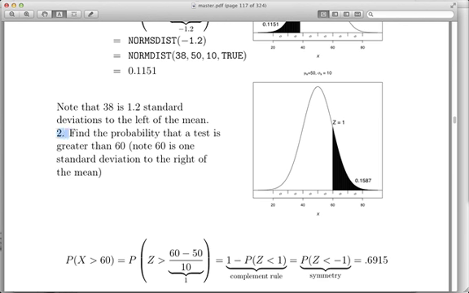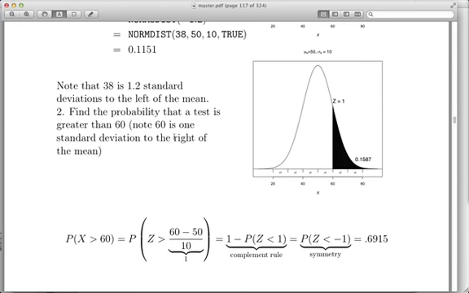So the next problem is find the chance that a test is greater than 60. All right. So let's go do this. Chance that x is greater than 60 is exactly the same as the chance that I have a z greater than 60 minus 50 over 10. Now if you do the math, that's 1. Now that 1 indicates that 60 is one standard deviation above the mean. All right, so that should make complete sense to you. It's just one standard deviation above the mean as shown on the graph.